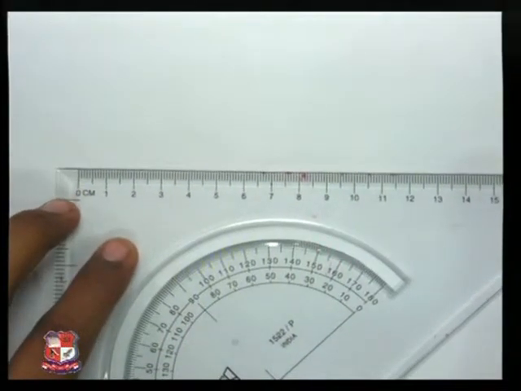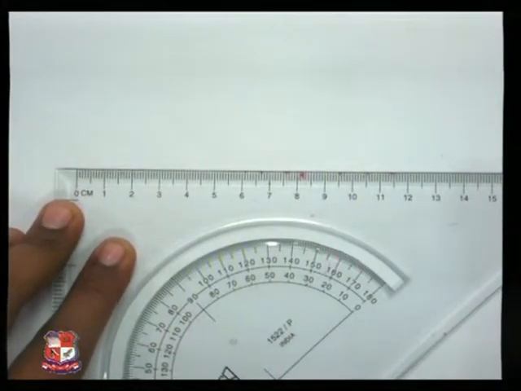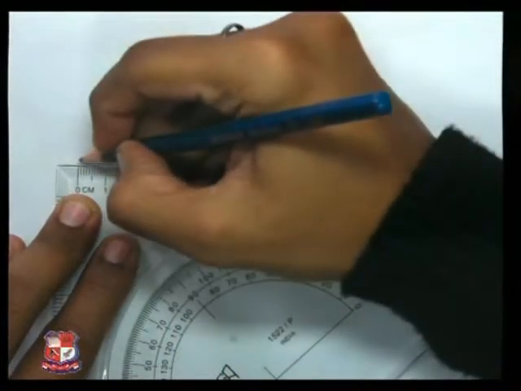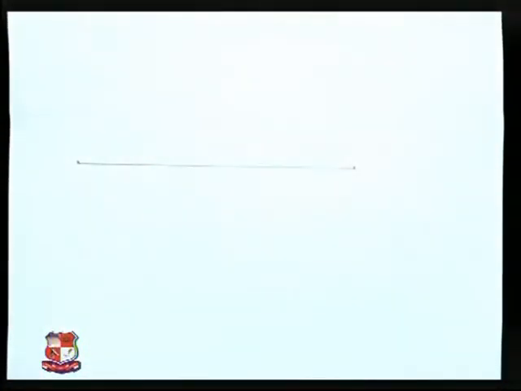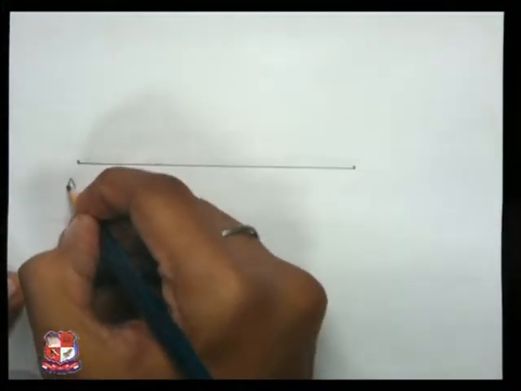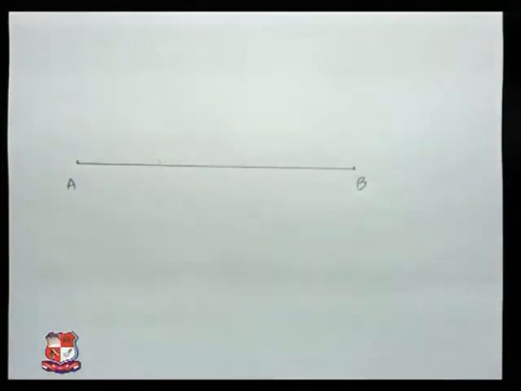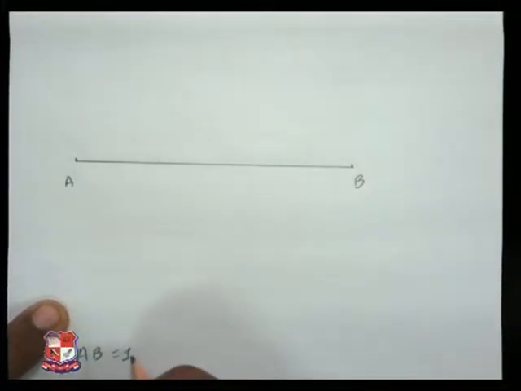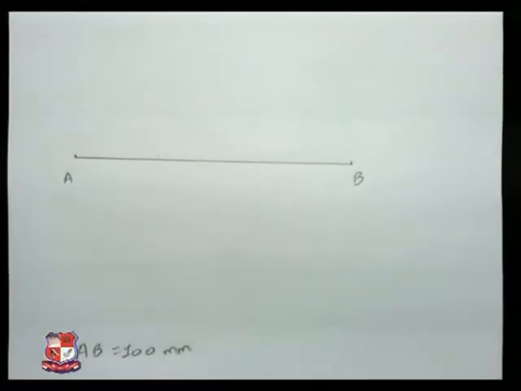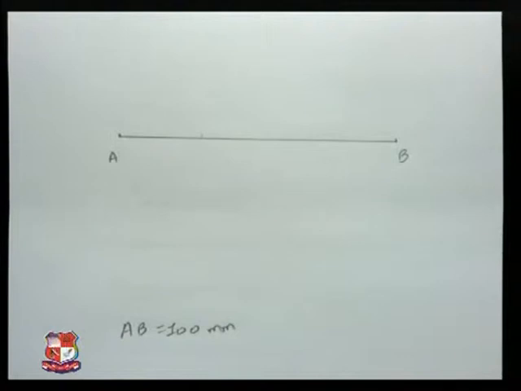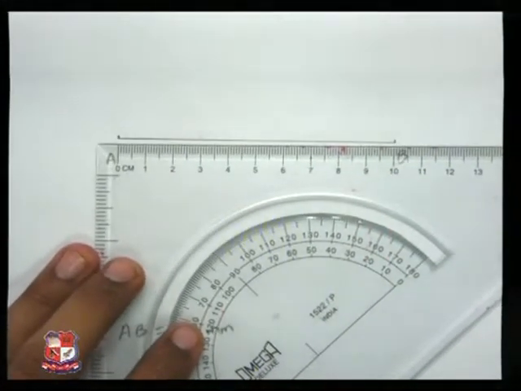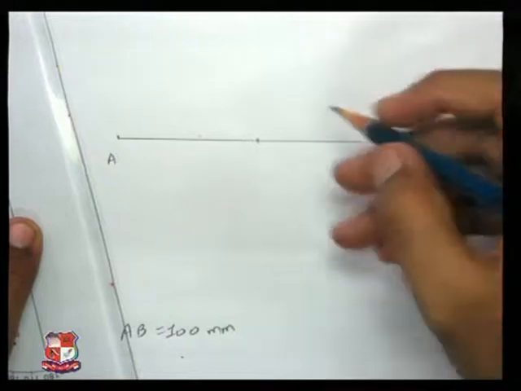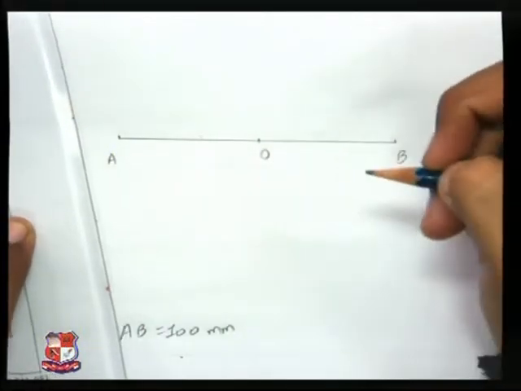So first of all, major axis and minor axis are given. I am drawing this major axis of 100 mm. That is AB. AB is equal to 100 mm. Take midpoint of AB, which means 50 mm. Mark a point at the AB midpoint, name it O.